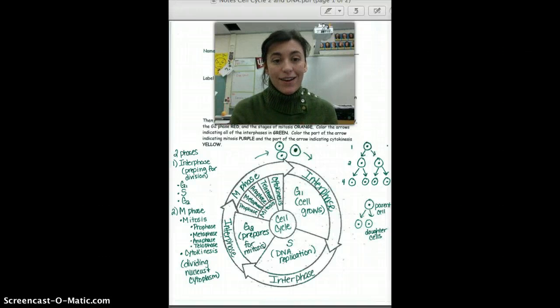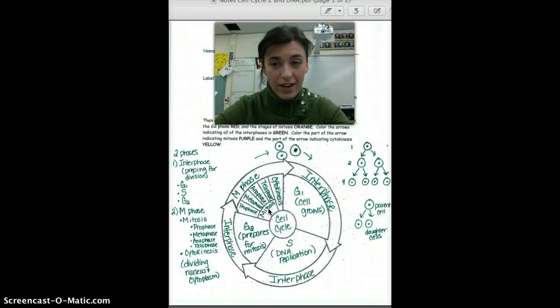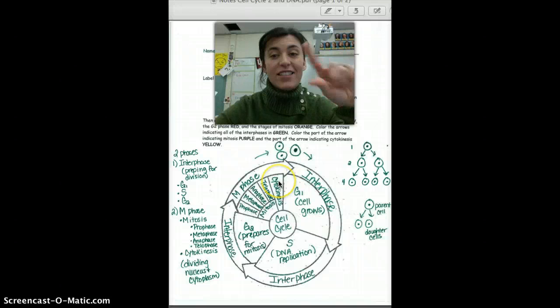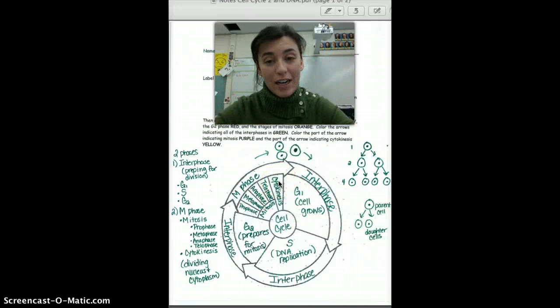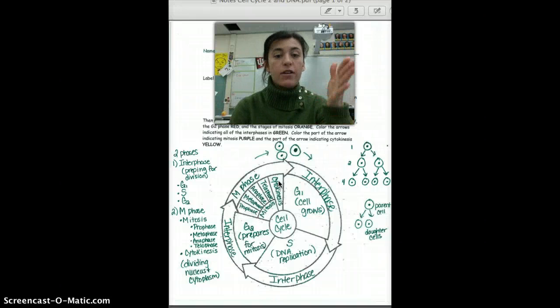M phase can be subdivided into two different phases. The first subphase is called mitosis. Mitosis is where you're going to split your nucleus. Then you have the second subphase, which is called cytokinesis. This is where you're going to split your cytoplasm. So the actual act of dividing the cell happens in two stages: mitosis first, then cytokinesis. You first split your nucleus, then you split your cytoplasm.